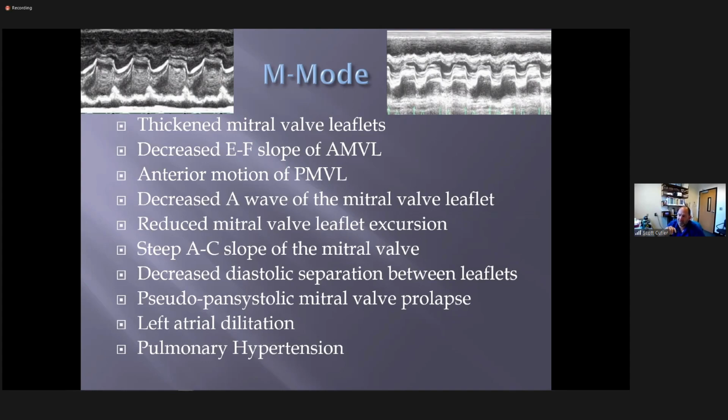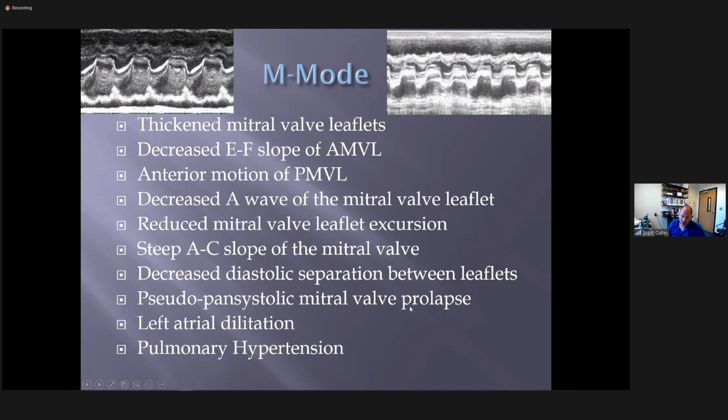Pseudo pansystolic mitral valve prolapse. Okay. Oh, so it looks like prolapse, but it's actually not prolapse. Prolapse is going to be seen when the valve is supposed to be closed.